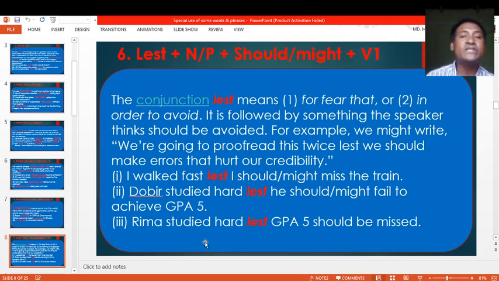For example, we might write, we are going to proofread this twice, lest we should make errors that hurt our credibility. For example, I worked fast lest I should or might miss the train. Though we studied hard, lest he should or might fail to achieve GPA 5. Rima studied hard, lest GPA 5 should be missed. Hope that these examples will cover this phrase.